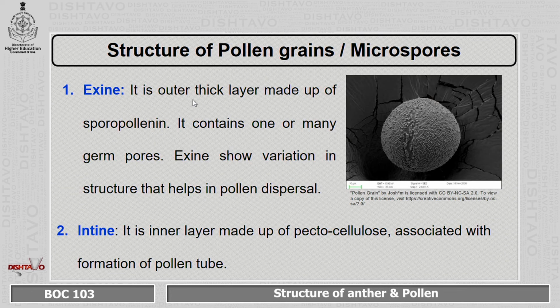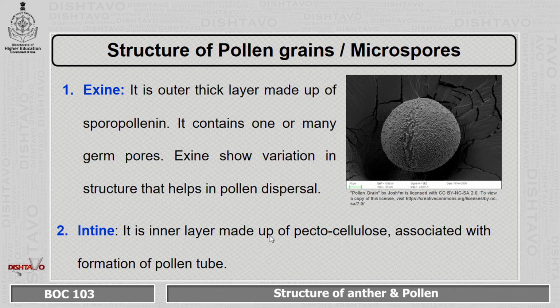Structure of a pollen grain. Exine. Here is the image of the pollen grain under the scanning electron microscope. What we see outside is the exine, which is the outer thick layer which is made up of sporopollenin. It contains one or many germ pores. Exine helps in variation in structure that helps in pollen dispersal. As we know, there are some pollen grains which will disperse through wind. So, exine structure basically aids in dispersing the pollen grain.